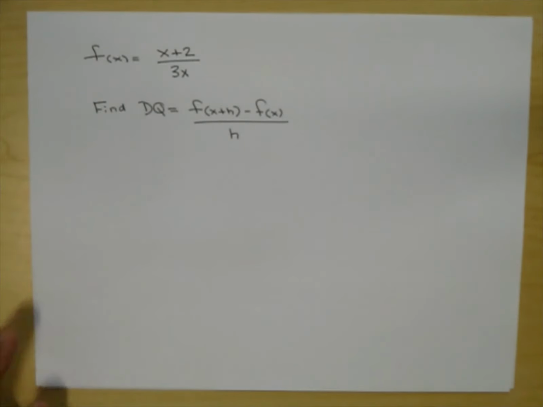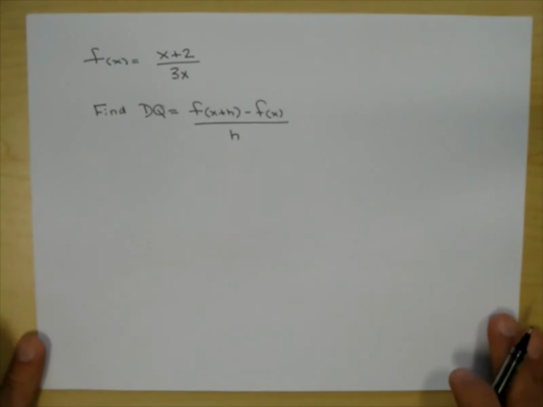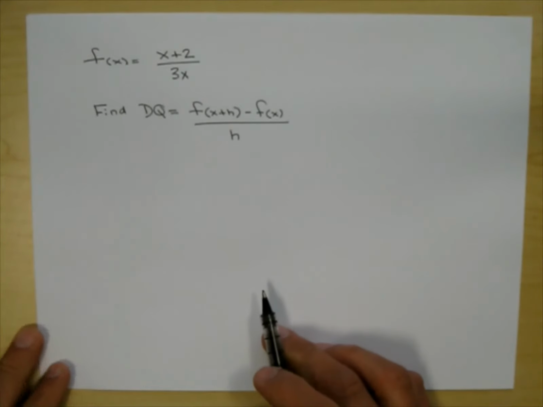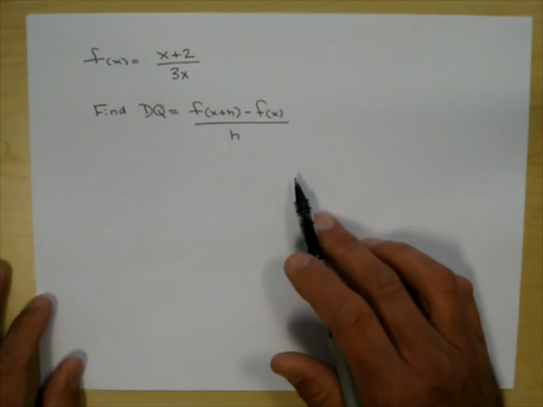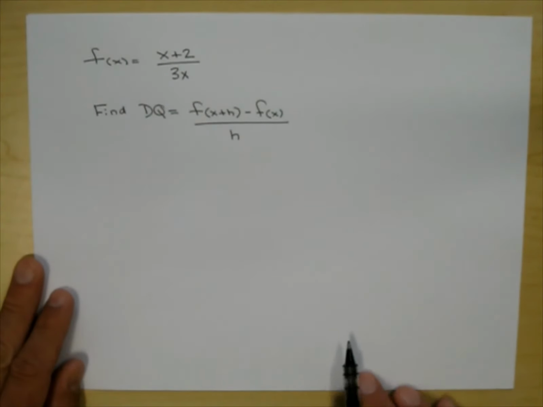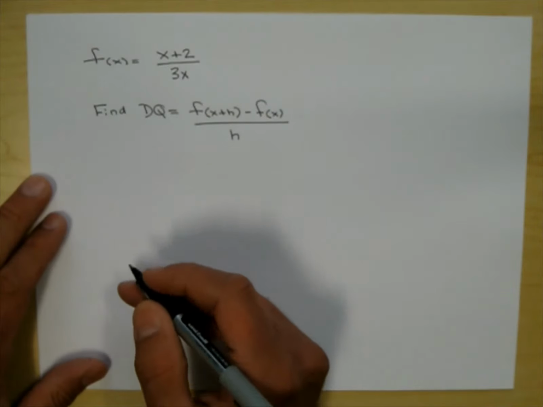We have a function. It is x plus 2 over 3x, and they ask us to find DQ, which is the difference quotient. So that is what we're going to do here. And now with all these problems, I would highly encourage you to pause the video and see if you can do this on your own. Okay, so here it goes.